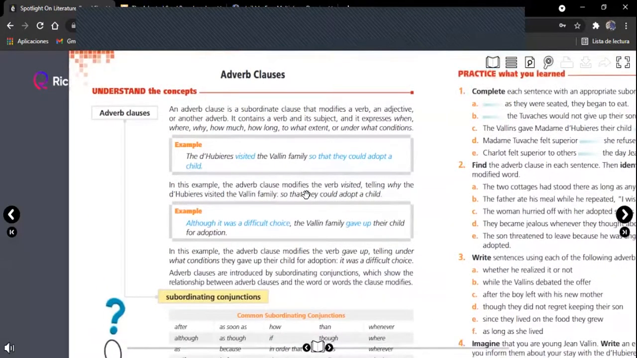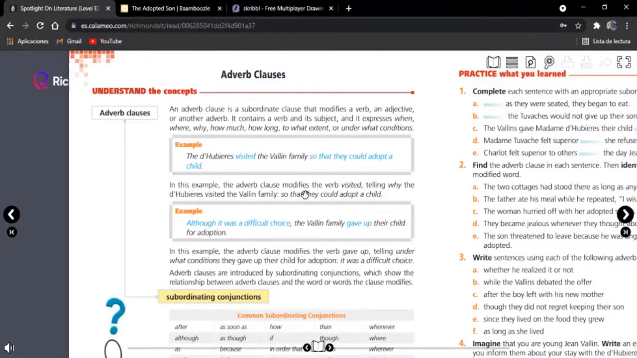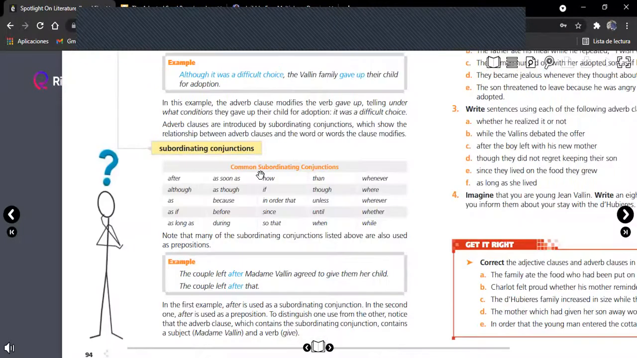So those kinds of subordinate clauses are a little bit more complicated than adjective clauses because they have different functions. Adjective clauses only modify nouns, but adverb clauses don't really modify. Well, of course, they modify somehow, but the main purpose is to function as an adverb itself, the whole clause. And we use a lot of common subordinating conjunctions.